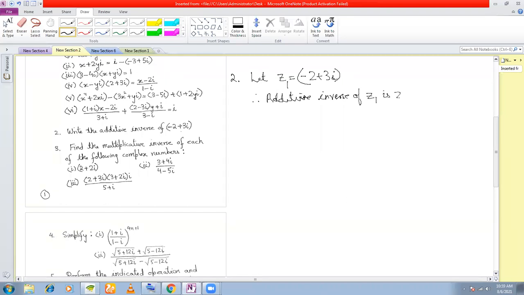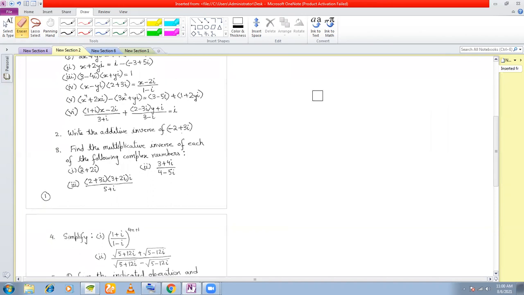is z2 equal to, change the signs. The real part is minus 2, so it becomes plus 2, and the imaginary part is plus 3, so it becomes minus 3. This is the additive inverse. I had shown you in detail when I was discussing the theory part how we actually get the additive inverse. So that's as simple as this. This is mostly for your multiple choice questions.